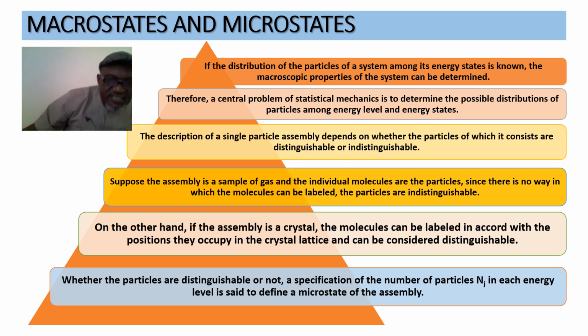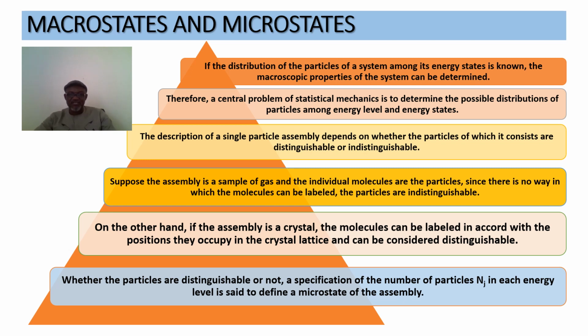Suppose the assembly is a sample of gas and the individual molecules are the particles. Since there is no way in which the molecules can be labeled, the particles are indistinguishable. On the other hand, if the assembly is a crystal, the molecules can be labeled in accord with the position they occupy in the crystal lattice and can be considered distinguishable. You see two examples. Gases are mobile, so you may not be able to distinguish them. But solids have fixed positions, so you can distinguish them by their position in the crystal lattice.